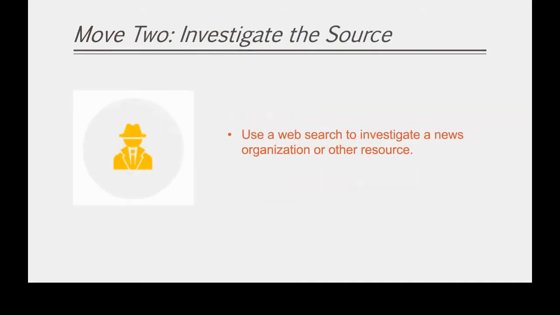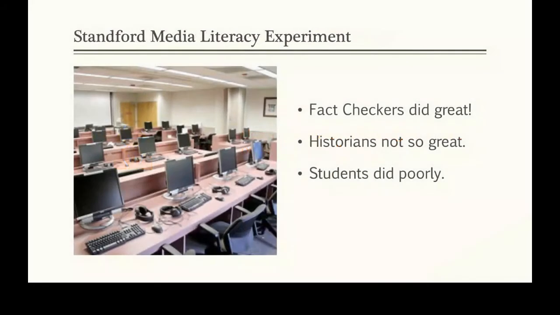Now, the I in SIFT stands for investigating the source. And this doesn't mean you have to do a prize-winning investigation before you engage with it, but just take 60 seconds to figure out where the information is coming from, and it's going to help you decide if it's worth your time or not. So in the Stanford Media Literacy Experiment, fact checkers outperformed professional historians and Stanford students in just a few minutes by finding information on Wikipedia.